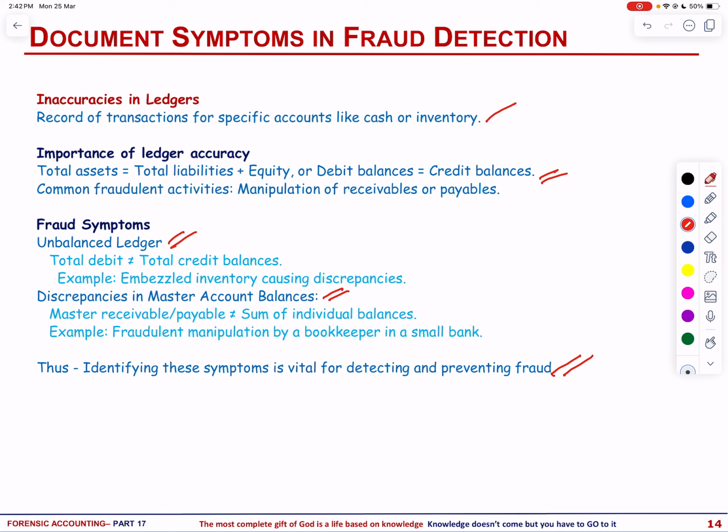And so, these were the three main areas of accounting anomalies that included irregularities in source documentation, faulty journal entries, and inaccuracies in the ledger. So, this completes the first video on recognizing the symptoms of fraud.